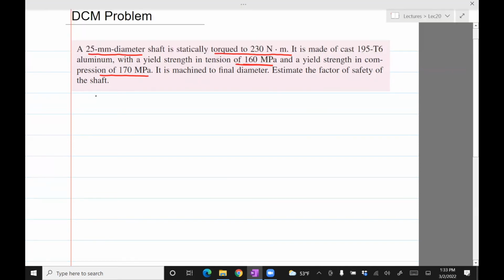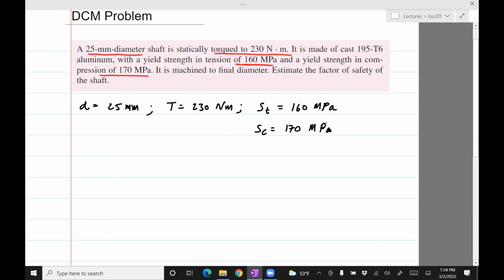Okay, so we're given the diameter, it's 25, and then we're given the torque, 230 Newton meters. We're given the strength in tension, this is the yield strength, so that's 160 MPa. And then we're given the yield strength in compression, which is 170 MPa. And we are asked to find the factor of safety.